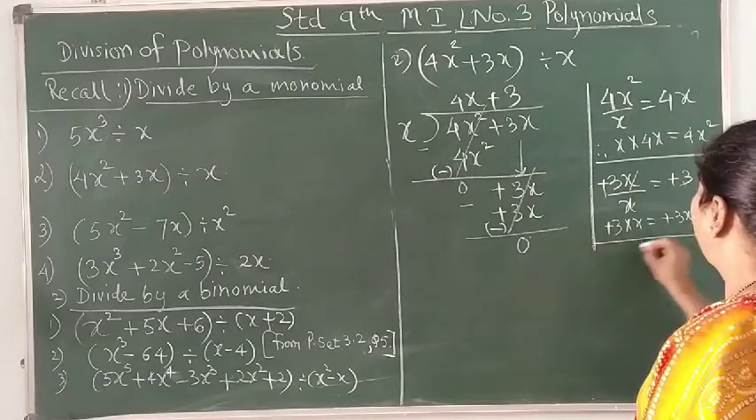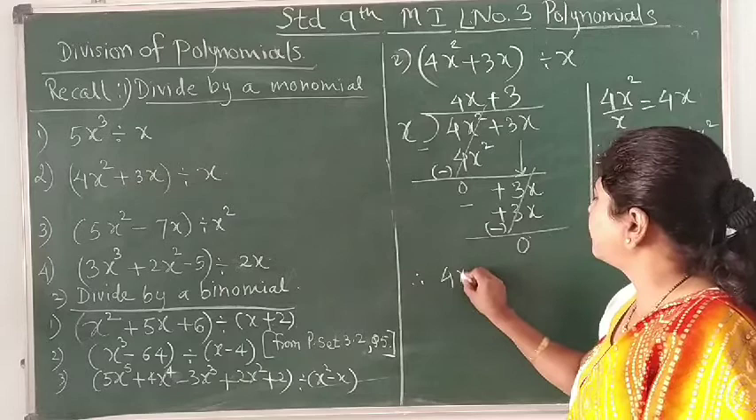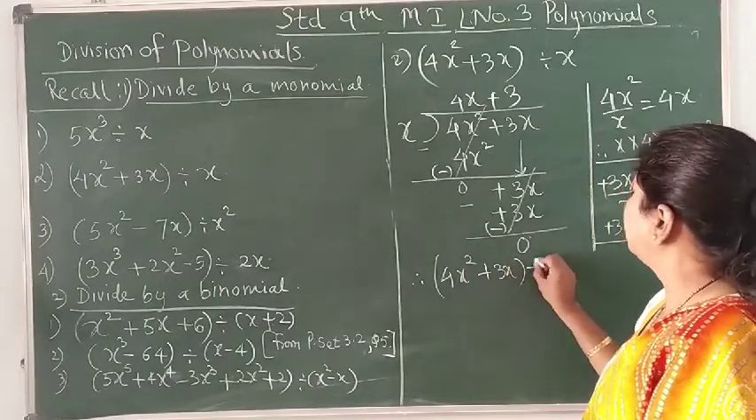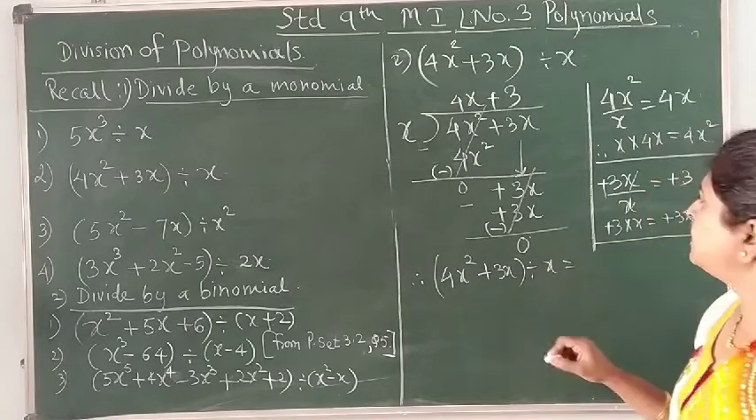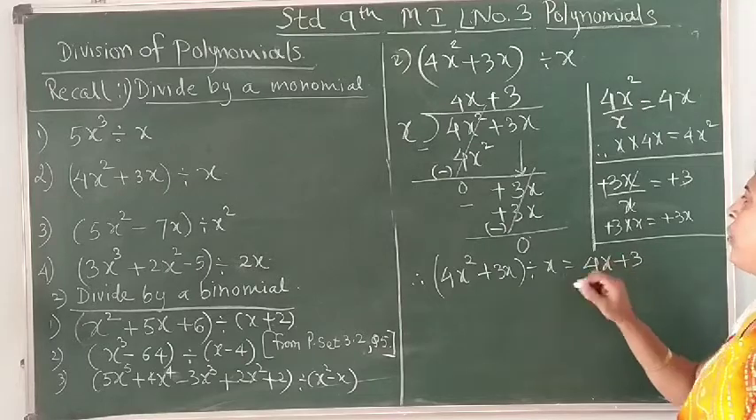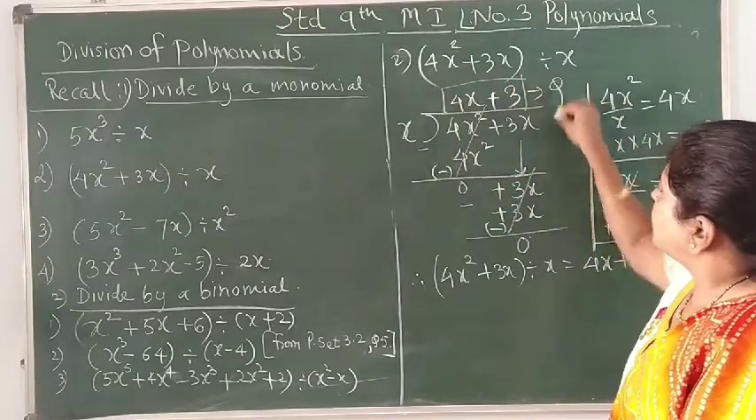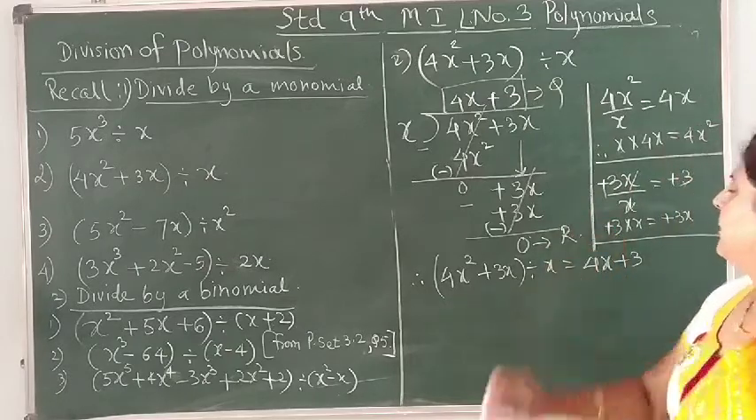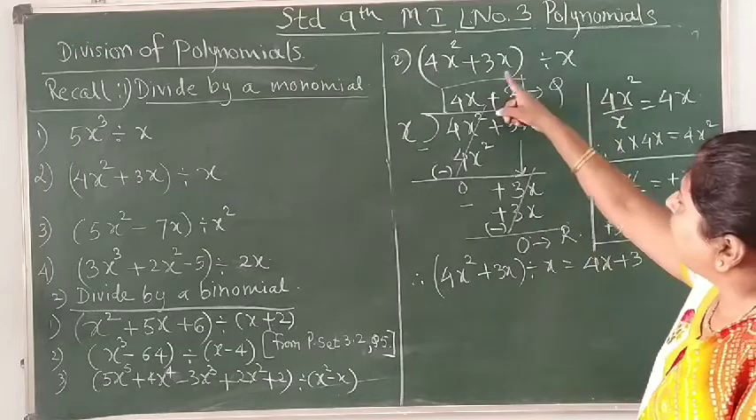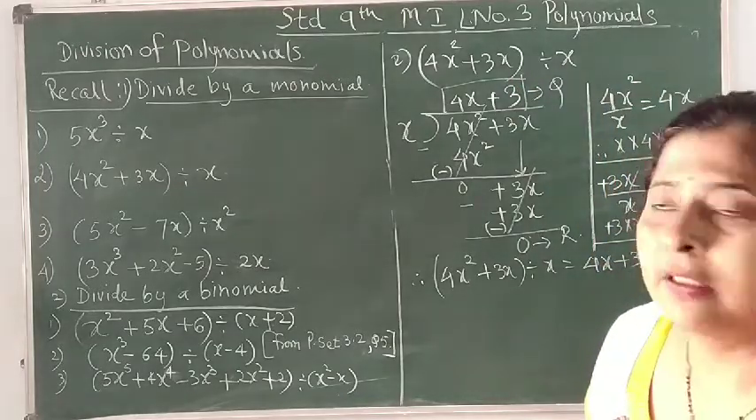Okay, so what is your quotient? This is your quotient. Therefore you can say 4x square plus 3x, if you divide this by x, your answer is 4x plus 3. This is your quotient, and if you want your remainder, this is your remainder. So this part is called the quotient, and this is your remainder. So this way we can divide a binomial by a monomial. Okay, now let's go for the third sum.